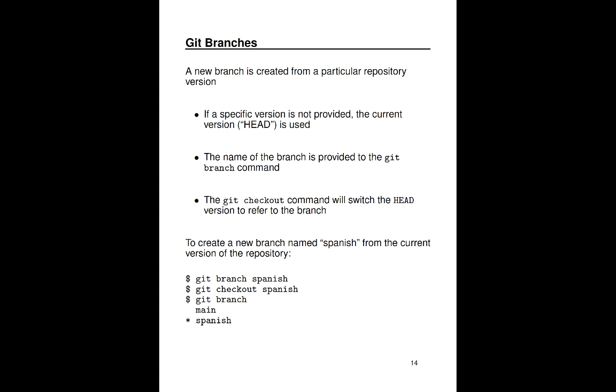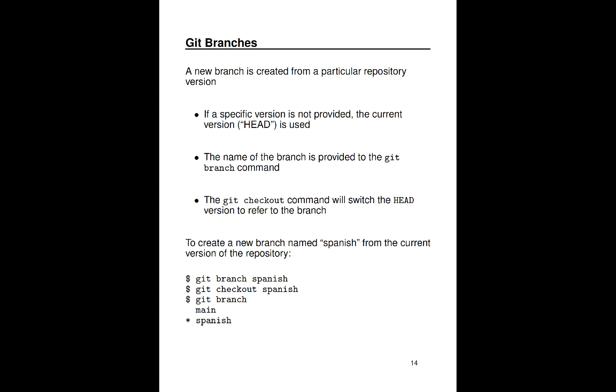You create branches with the git branch command, and you provide that command the name of the branch that you want to create. Git branch will create the branch, and then git checkout will switch the current checkout to point to that branch. When working with Git, the current revision of your repository that you're working with is referred to as the head version. And so when you do a git checkout, it basically switches the head to refer to the revision on the branch.